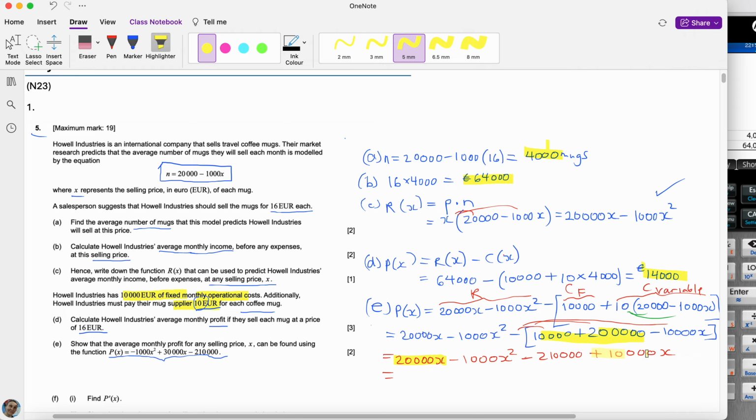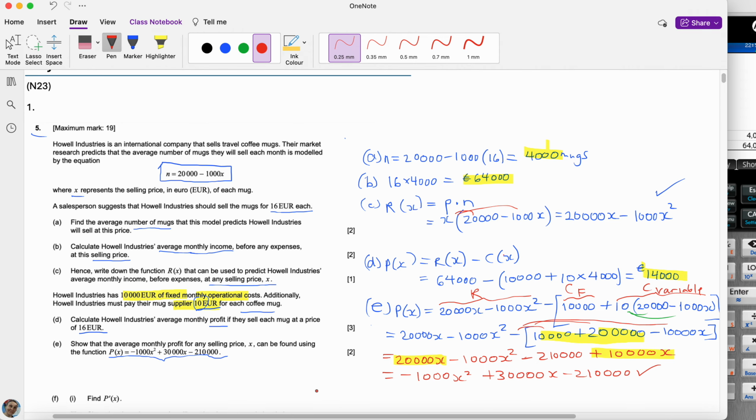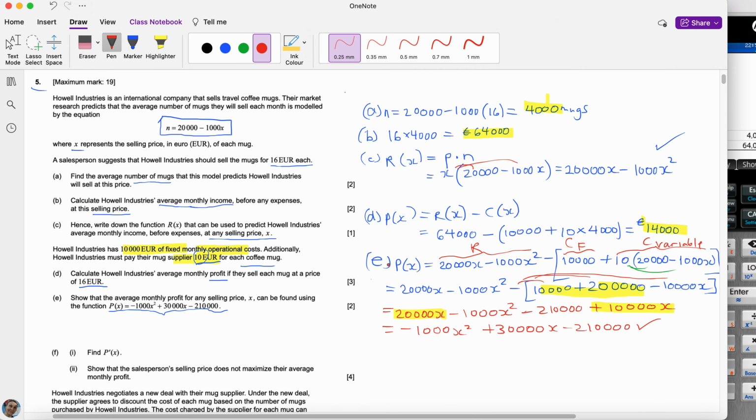Okay, 20,000, 10,000. Good. So then your profit function is going to be minus 1,000. And then this is going to be your 30,000. Oh my God, we almost got it. Amazing. And then this is going to be our minus 210. Don't forget to always write, even though they gave it to you, that final function. We got it. Awesome. All right, let's keep moving.